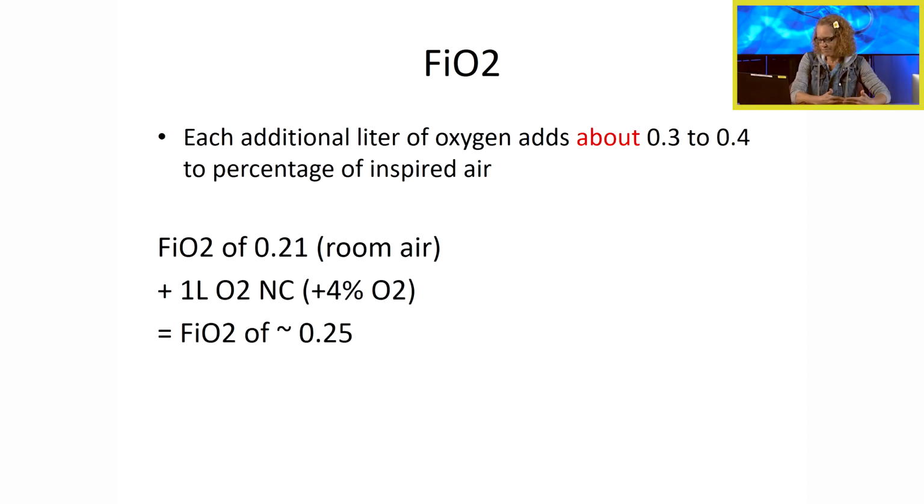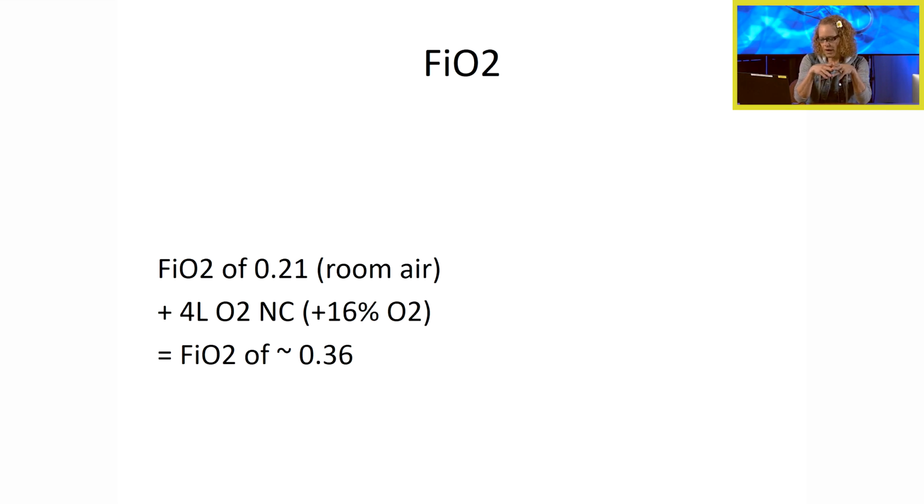Each additional liter of oxygen adds about 3 to 4 percent to the percentage of inspired air, okay? So if there's 21% oxygen in the air and I add 1 liter of oxygen onto my patient with their nasal cannula, right? Then what I've got is an FiO2 of about 0.25 or 25%, okay? So an FiO2 of 21, room air, right? If I add 4 liters of oxygen, I'm adding about 16%, right? And I'm going to end up with an FiO2 of 36%.